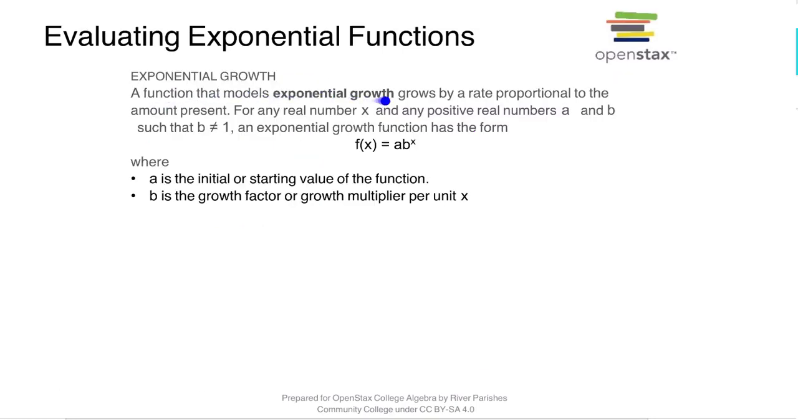A function that models exponential growth grows by a rate proportional to the amount present. For any real number x and any positive real numbers a and b, such that b doesn't equal 1, an exponential growth function has the form f of x equals a times b to the x, where a is the initial or starting value. This is going to really come in handy, so please remember that a is the initial or the starting value. And then b is your growth factor or your growth multiplier per unit x.